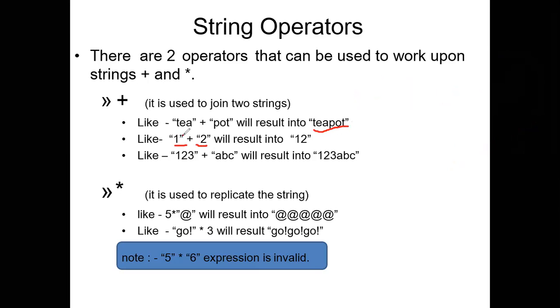1 plus 2. Remember, these are strings because we are using quotes over here. These are not integers. If they were integers, the answer would be 3, but because these are strings, the answer will be 12. Similarly, 123 plus ABC would normally give you an error if 123 was an integer or float type variable. But because we put quotation marks, it has become a string, and so the answer will be 123ABC.